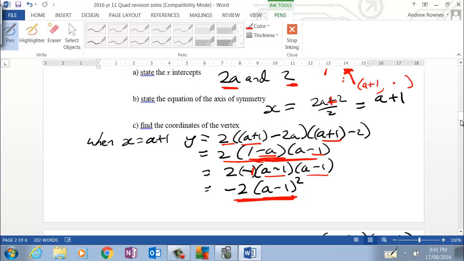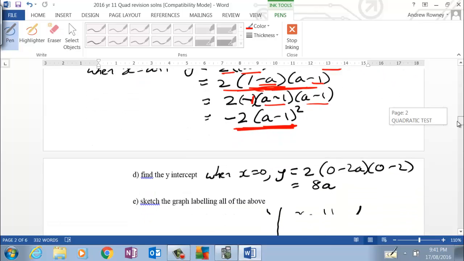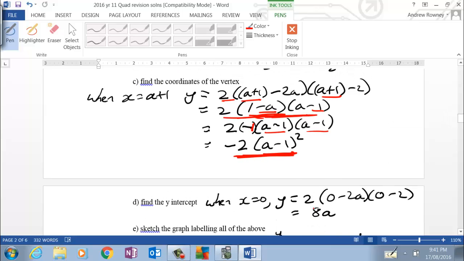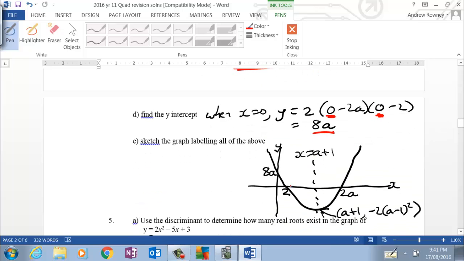But that's not necessary. So now I can find the y-intercept when x is 0. That's the definition of y-intercept. So you put 0 where x was, and expanding, multiplying that out, you get 8a. So putting all that together on a graph, we can see we've got the y-intercept, the x-intercept there and there, the y-intercept there. This is your axis of symmetry, and this is your vertex.